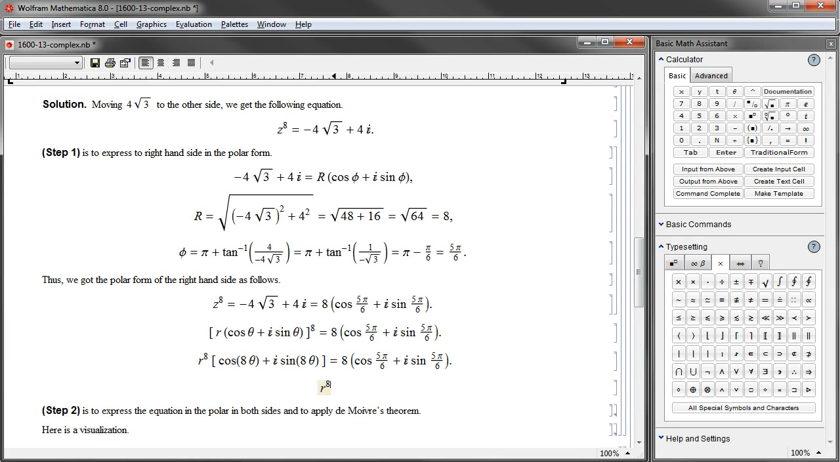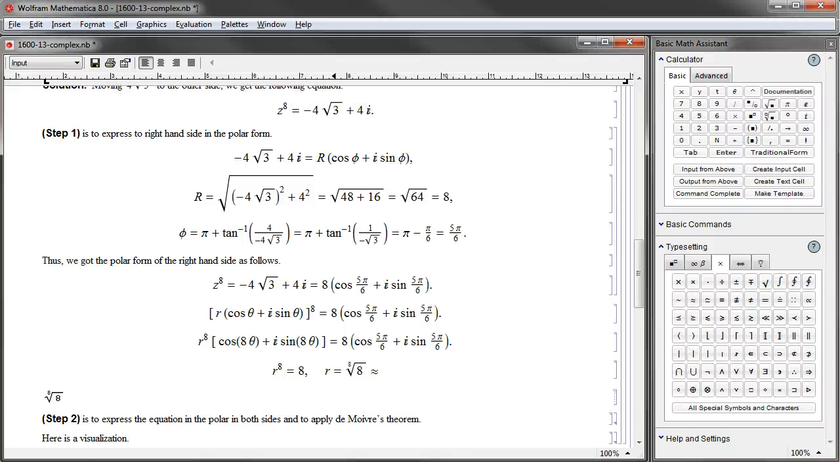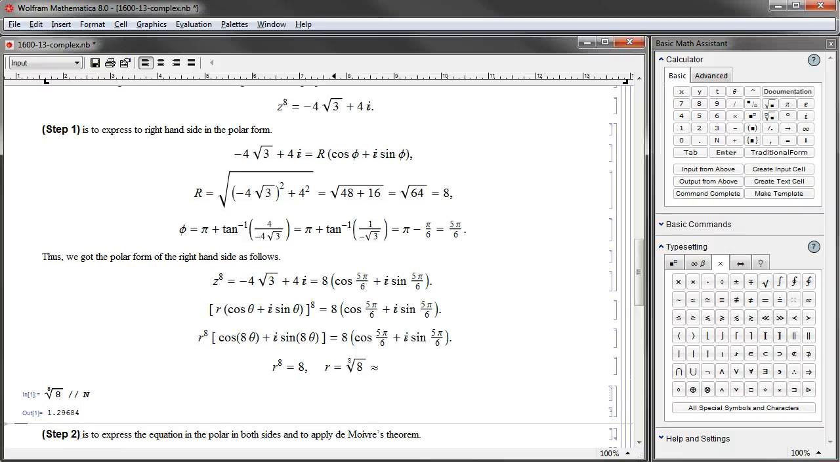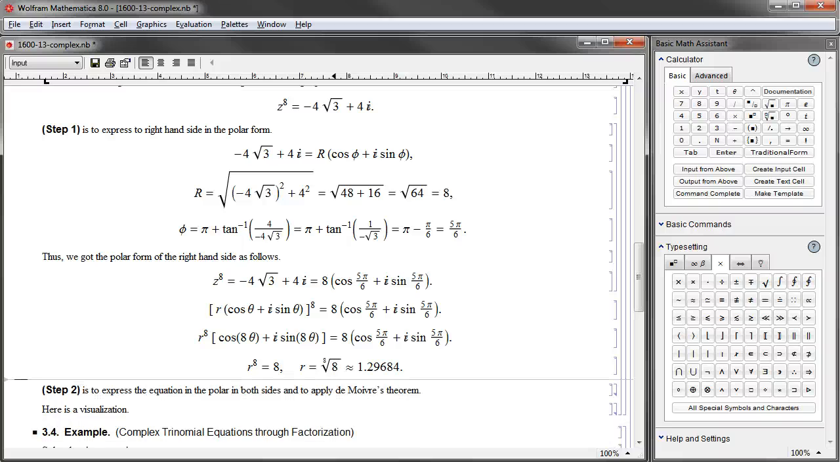R to the 8th power is equal to 8. Therefore R is 8th root of 8. And what is 8th root of 8? Well, we have Mathematica here, so let's find it. Approximately it is this number, but that number is not really that important. 8th root of 8 is the precise expression, and that'll do it.